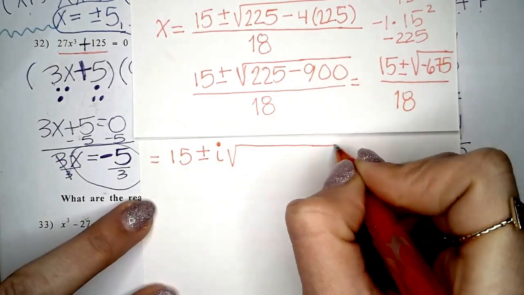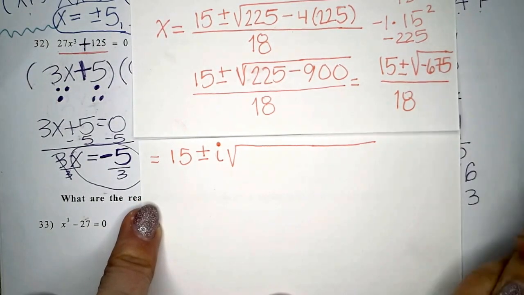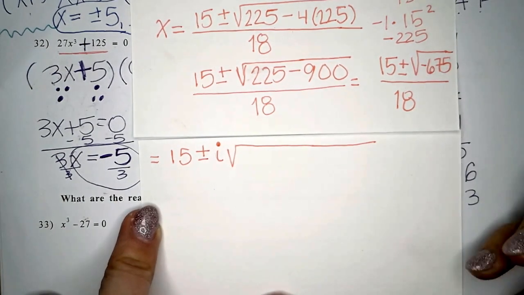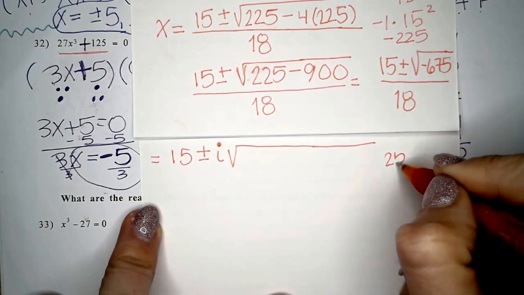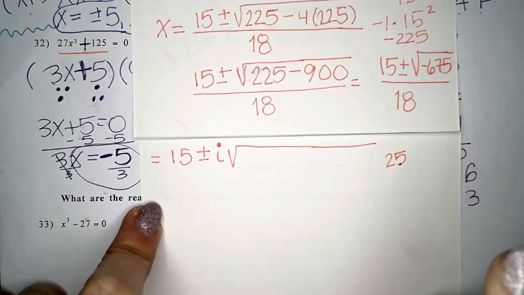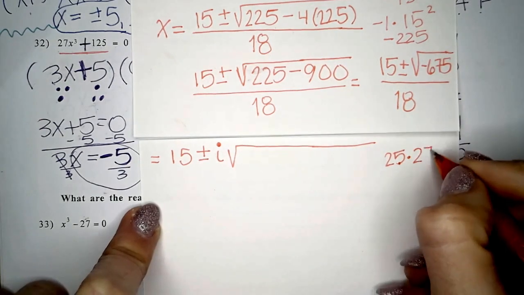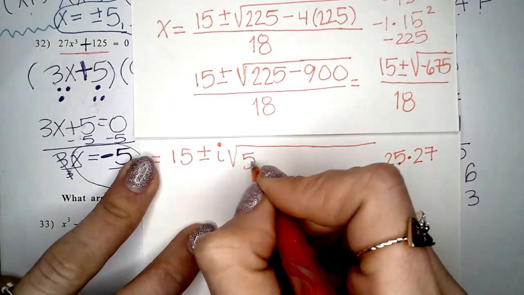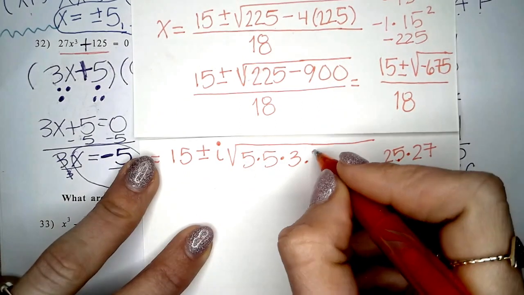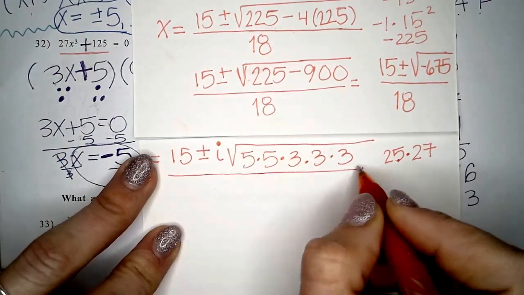Now the 675, when we simplified radicals, if you remember, we did a factor tree. 675, well, it's definitely 5 goes into it, or 25 goes into it. 25 goes into 100 4 times, so it goes into 600 24 times, and 25 more gives 27. So it's going to be 25 times 27. So 25 is 5 times 5, and 27 is 3 times 3 times 3, all over 18.